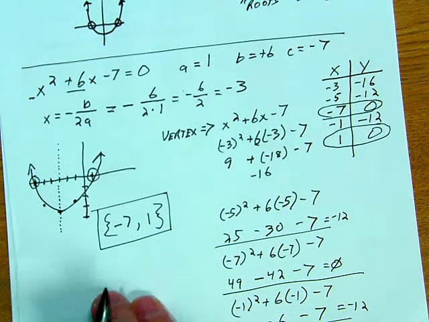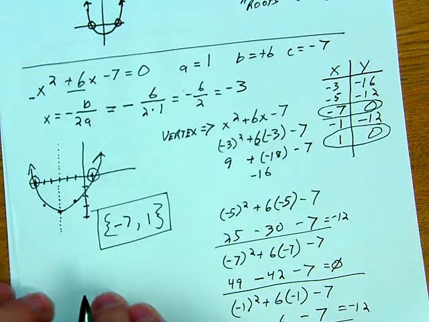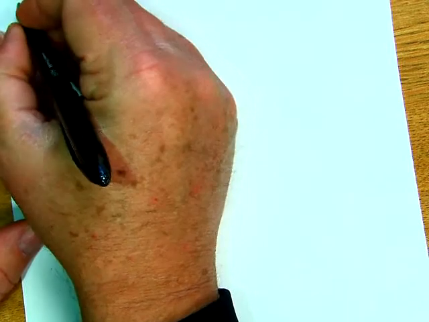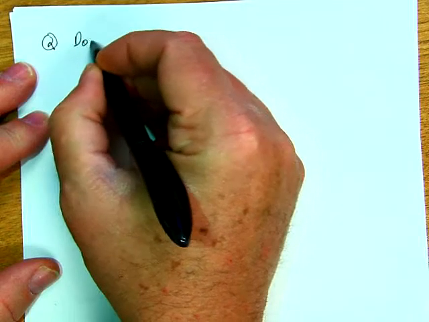All right, let's go on to another example. Another example we have here is a special case, and it's called the double root.